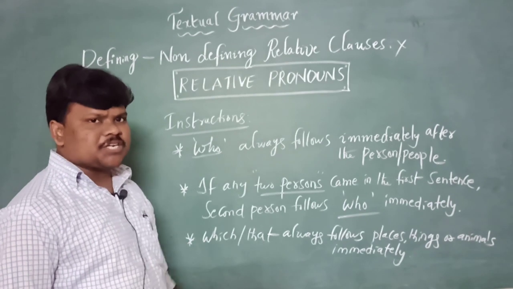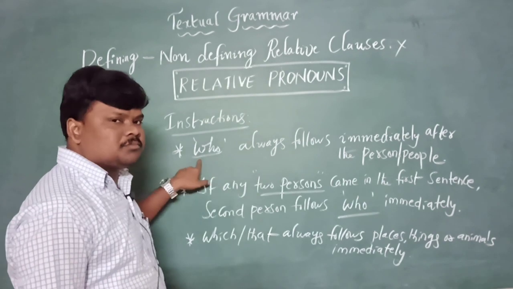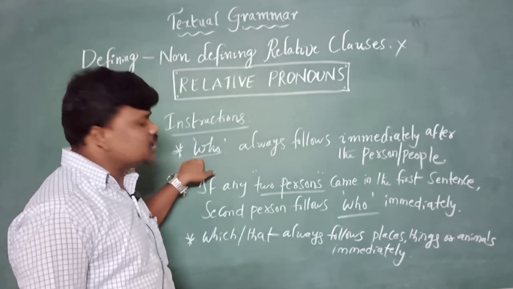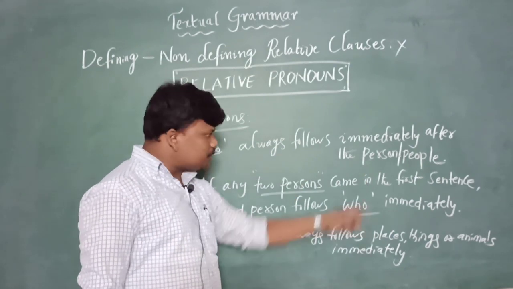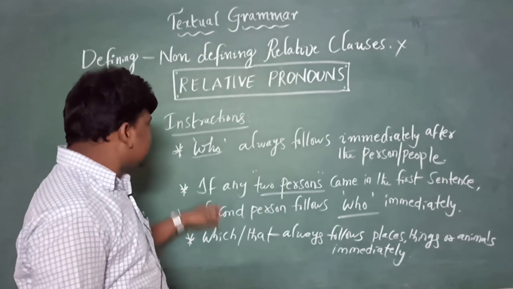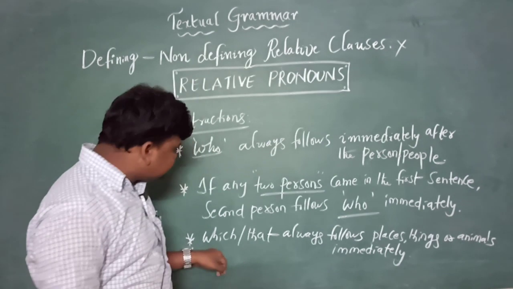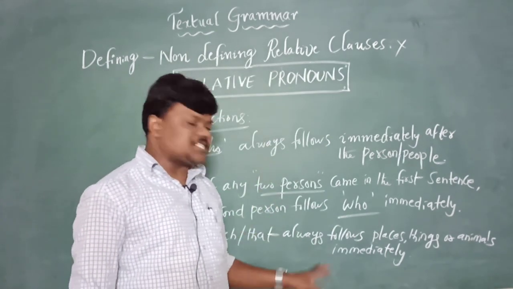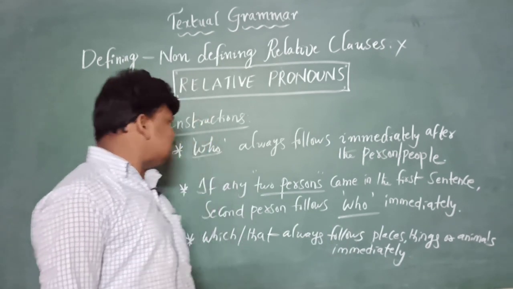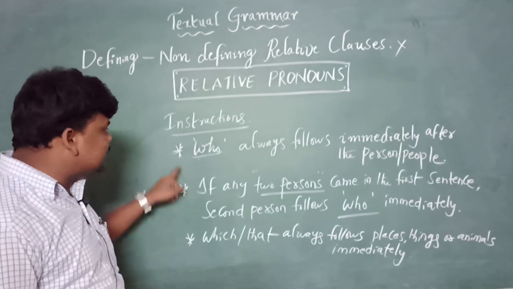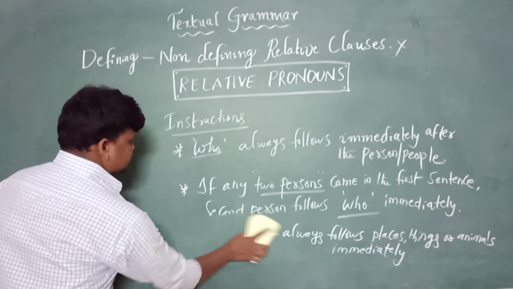So, if the instruction asks you to combine two sentences with who, definitely there should be a person or a people in the first sentence. If the question asks you to combine with either which or that, then in the first sentence, definitely you will get a place, thing, or animal. I hope you understand these instructions, my dear. And yes, let's get into one more instruction.